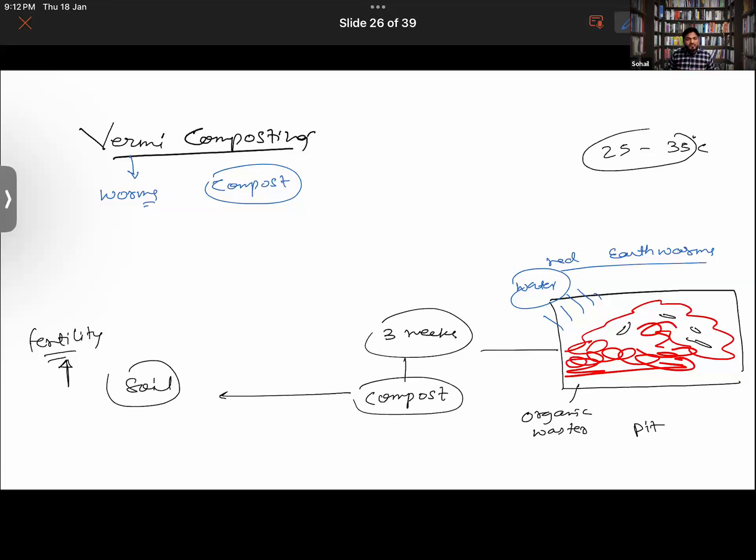Then it's compost. Exactly. Then it's compost. And if not, then it is manure. Okay, getting it, sir.